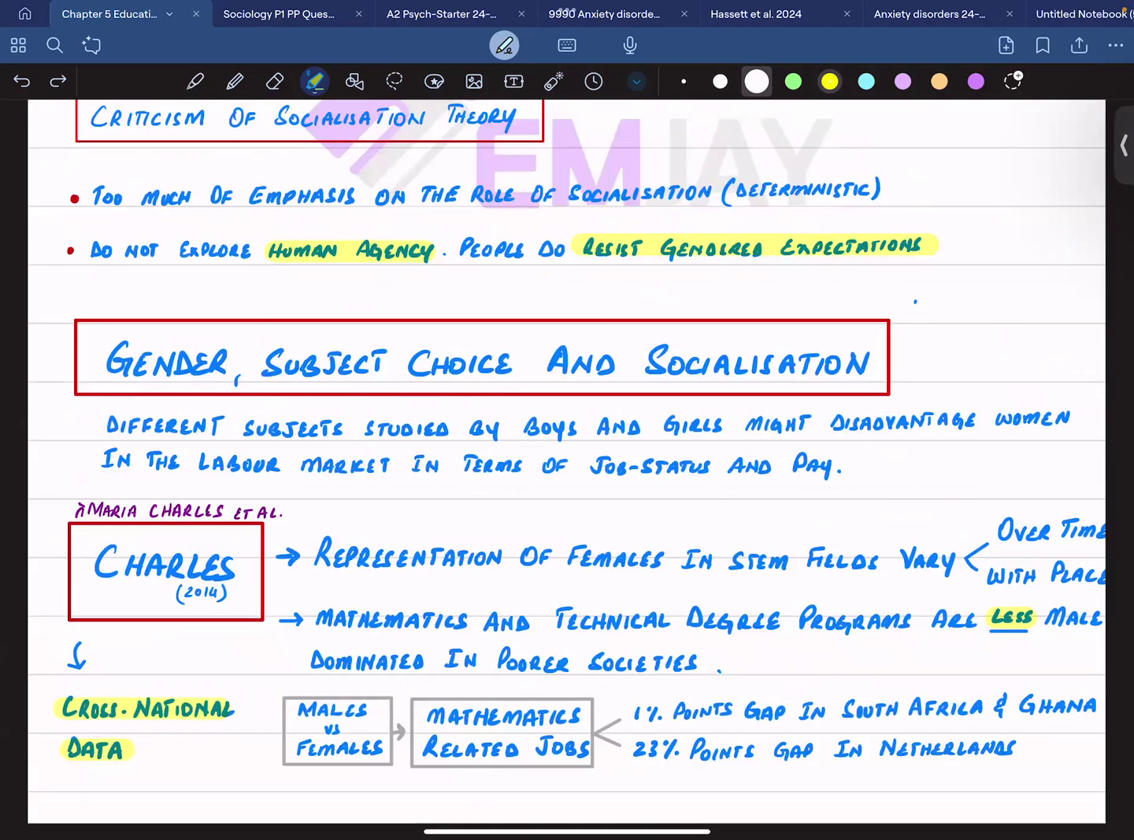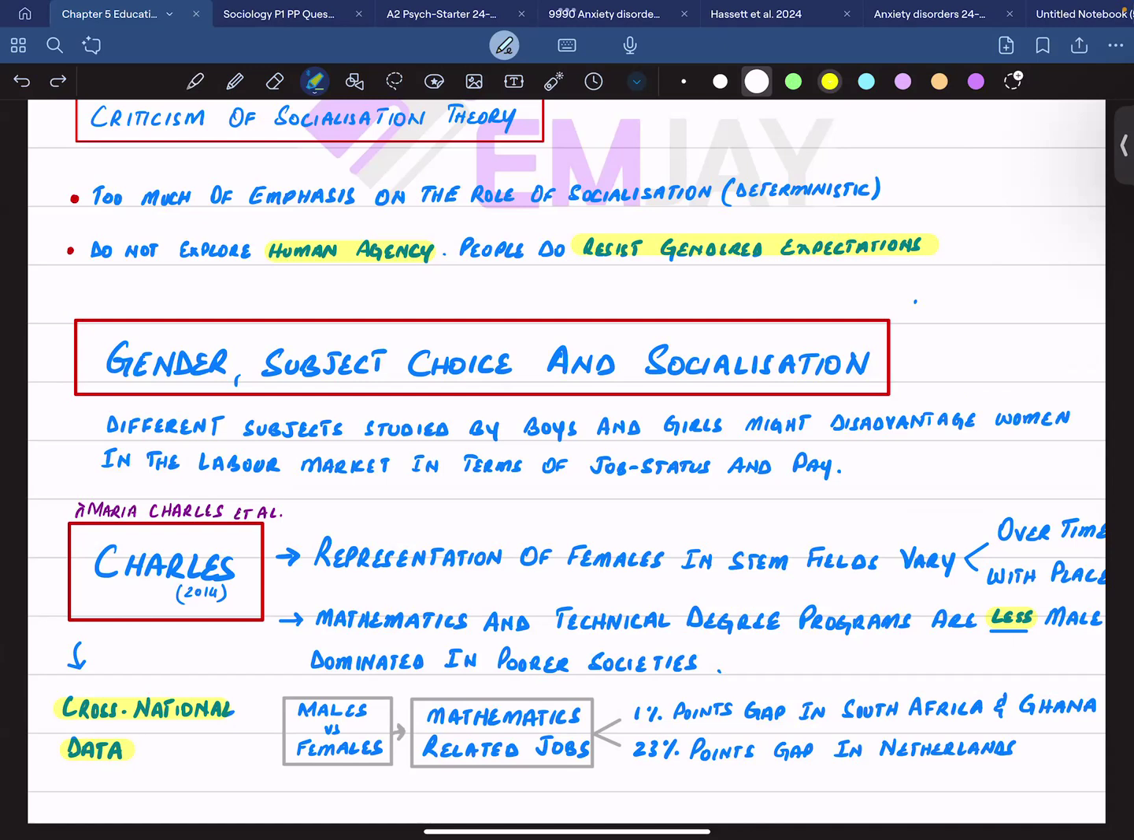Number two, mathematics and technical degree programs are less male dominated in poor societies. Now, this is something that is worth noting over here. This is pretty contrary to what we believe in, and this is pretty different from what we usually expect when we talk about STEM subjects here.